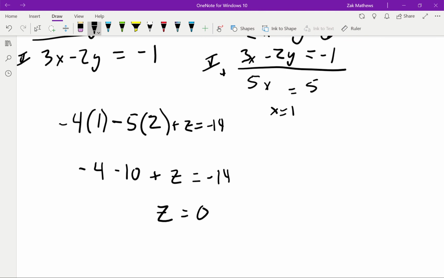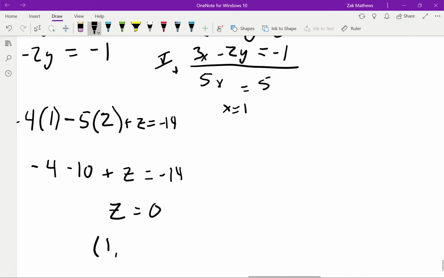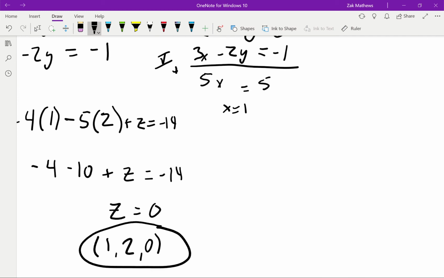And so my solution is x is 1, the y is 2, and my z was 0. And so there is my solution. It is a consistent set of equations with an independent solution. Let's do one more example.